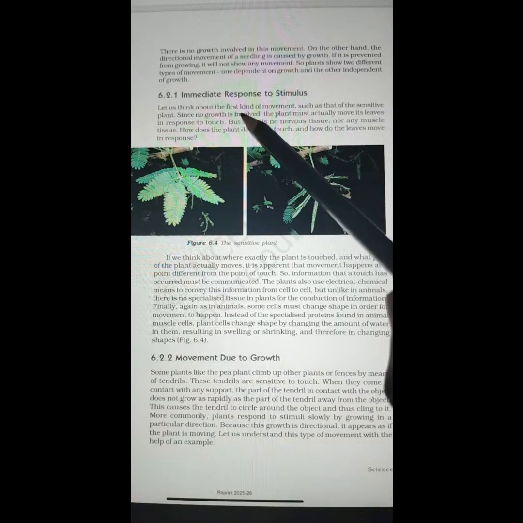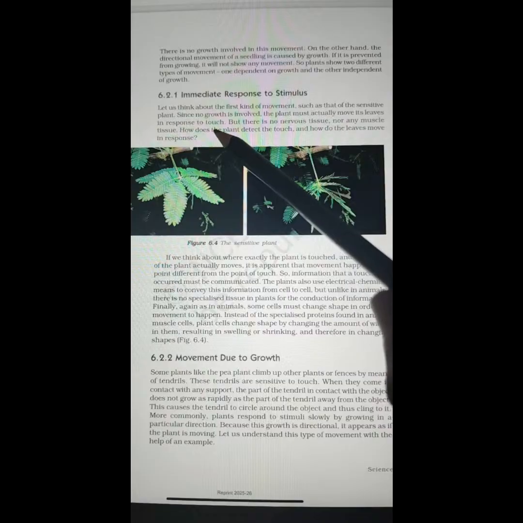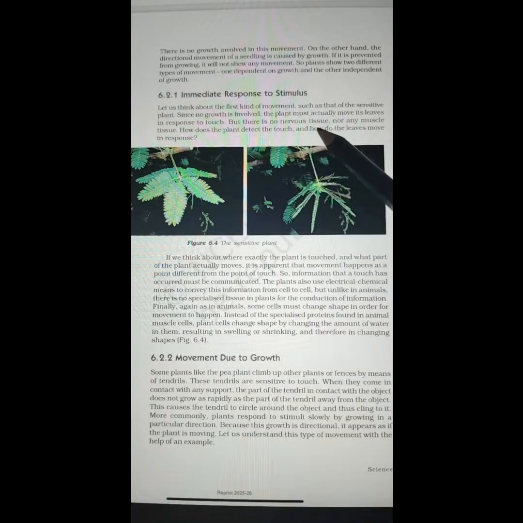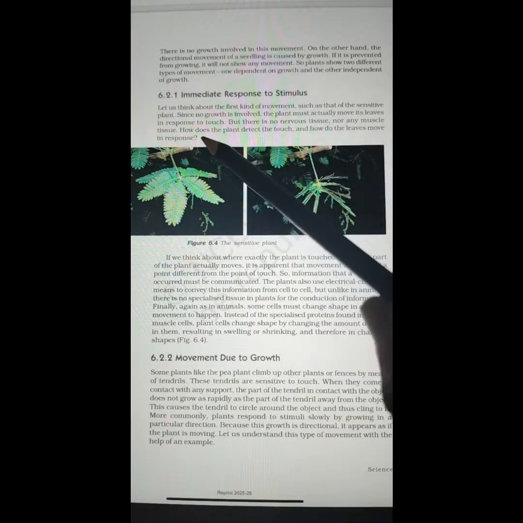6.2.1, Immediate response to stimulus. Let us think about the first kind of movement, such as that of the sensitive plant. Since no growth is involved, the plant must actually move its leaves in response to touch. But there is no nervous tissue nor any muscle tissue. How does the plant detect the touch, and how do the leaves move in response?